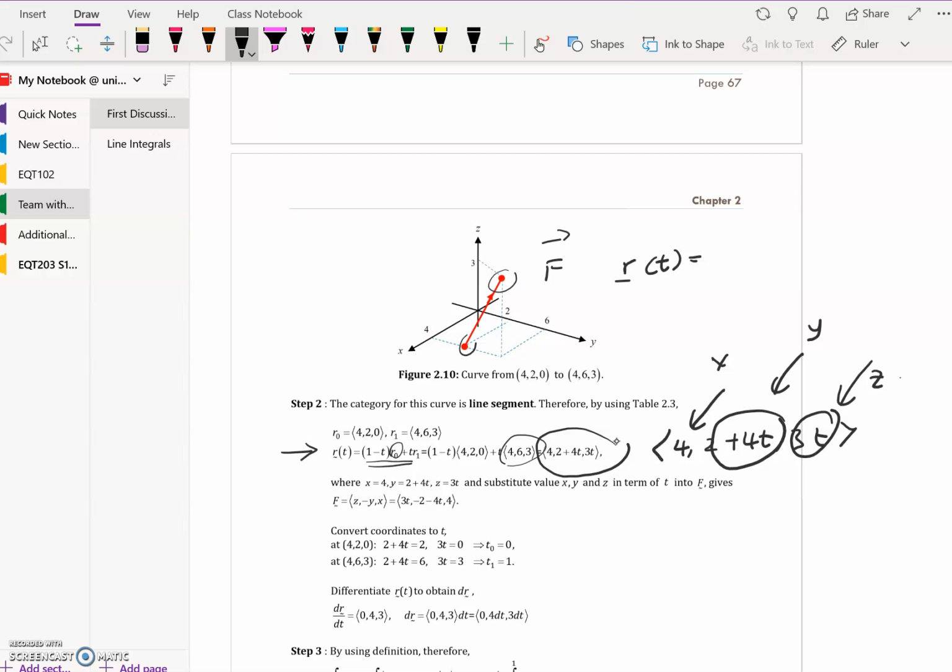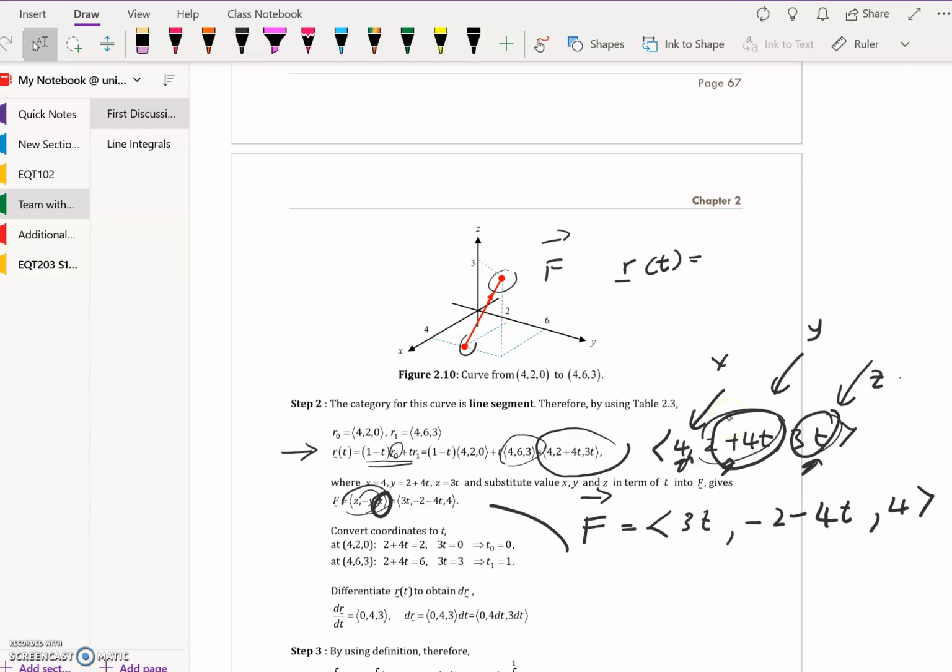What is the importance of knowing this is your x, this is your y, and this is your z? This is important because we want to substitute into your F. We need to transform x, y, z in F into the form of t only. Initially you have z, negative y, and x. What is z just now? You have 3t, so put 3t. And then you have negative y, so you have negative 2 minus 4t. And then you have x here, which is 4. So this is your F.